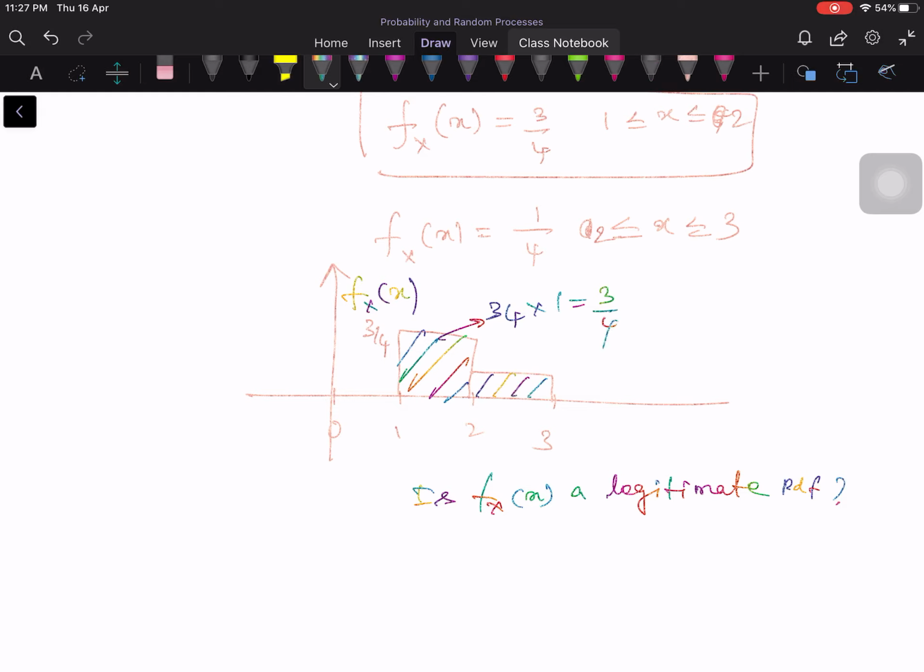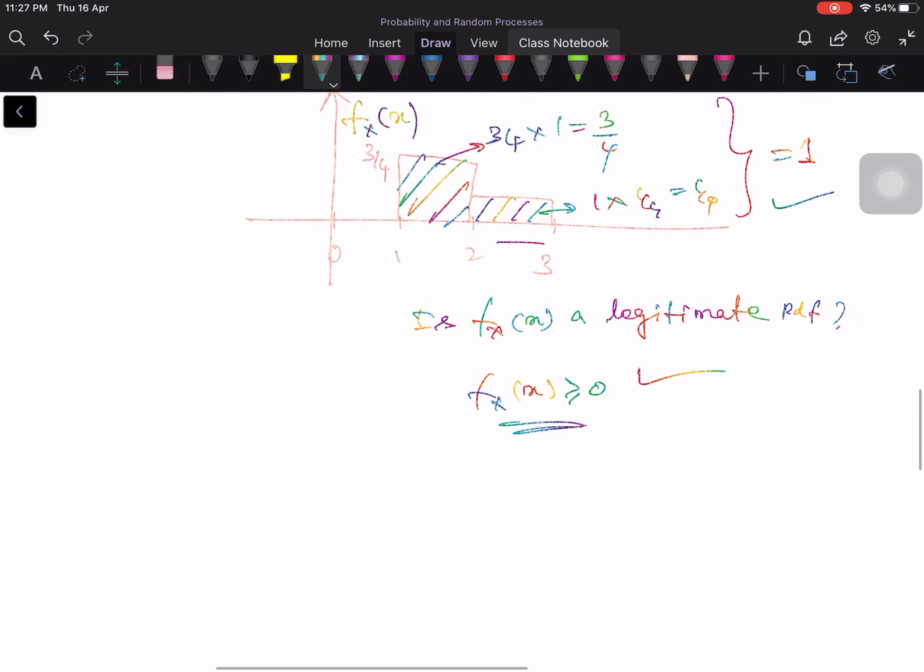What is the area in this small rectangle? This is equal to width times height. Width is 1 and height is 1/4. So the area is 1/4. So 1/4 plus 3/4 is 1. And fX(x) is always non-negative. Therefore, this is a legitimate PDF. By a similar procedure, you can calculate fY(y) also. That I leave as an exercise, or you can look at this problem in the textbook.